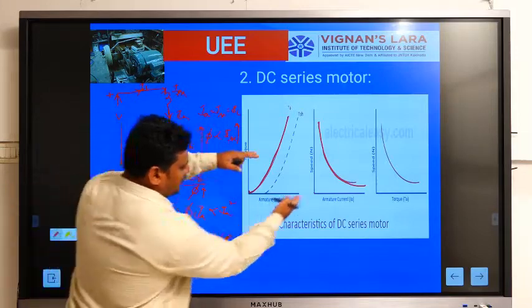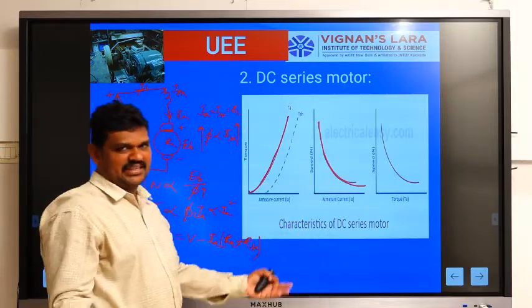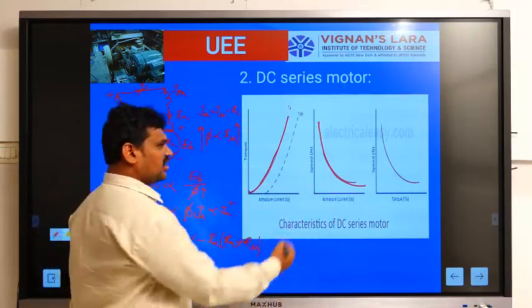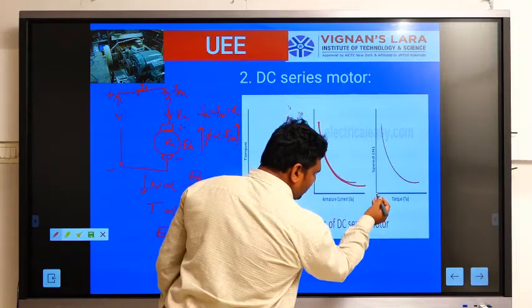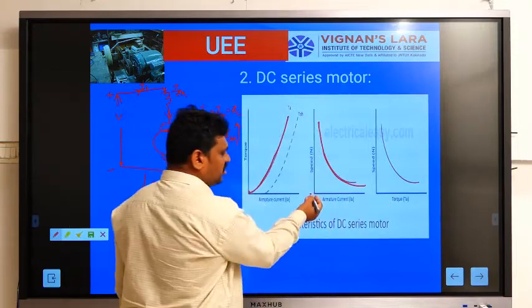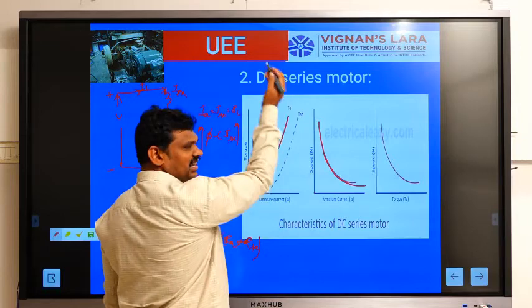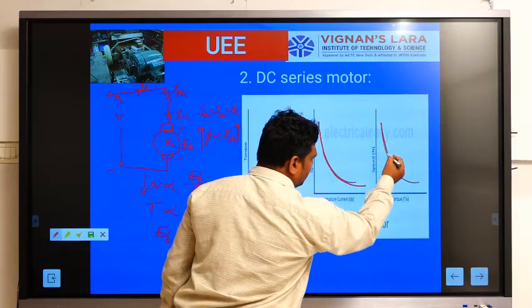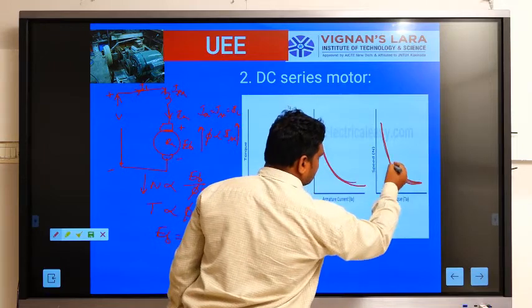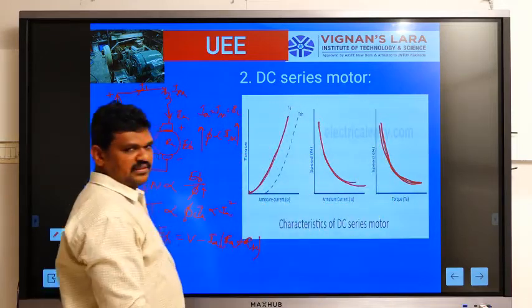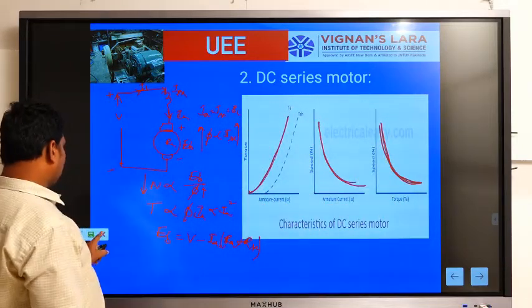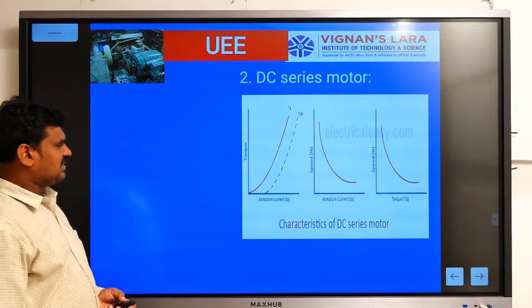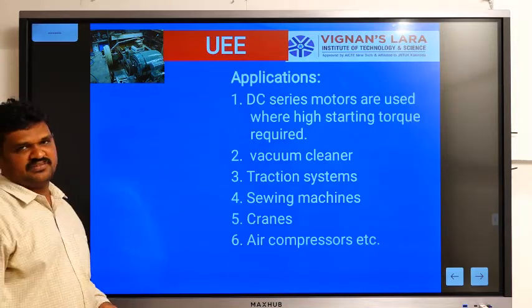Combining these two gives the mechanical characteristics, the torque versus speed. When the torque is zero, the armature current is zero. When the armature current is zero, we get a high magnitude of speed. So it is also a parabolic, hyperbola characteristic. So these are the characteristics of the series machine.